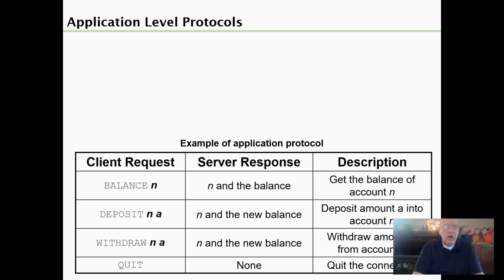So basically we're talking about these four kinds of requests. The client can say, what's the balance of account number 7111? Or I want to deposit into account 7111 $500, or I want to withdraw, or I want to quit. And the server is supposed to respond with the account number and the balance, the account number and the new balance, and so forth.